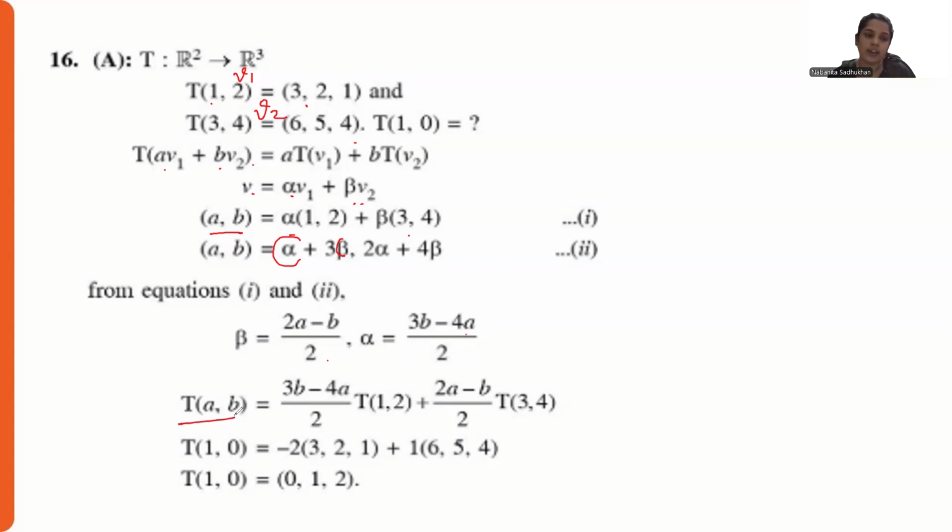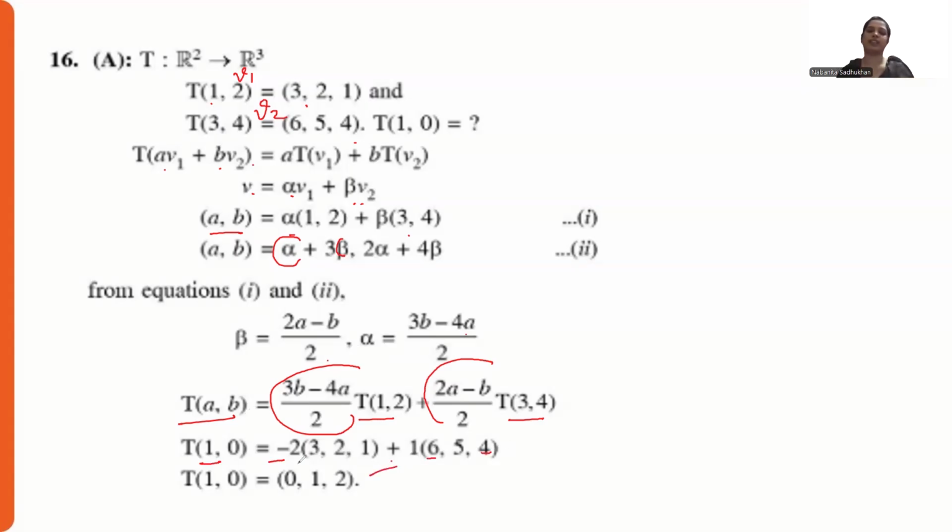So we can have T of (a, b) is what? This is alpha into T of (1, 2) plus beta into T of (3, 4). So T of (1, 0) is what? Minus 2 into (3, 2, 1) plus 1 into (6, 5, 4).